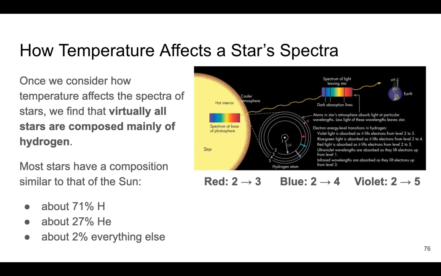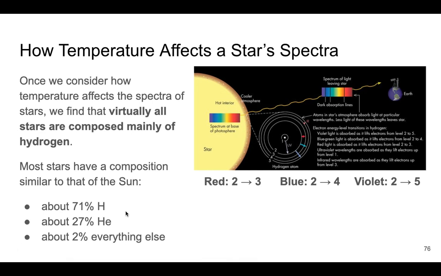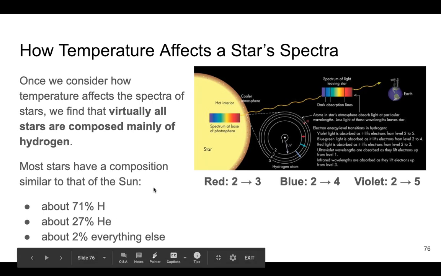So once you take all of that into account, it gets very complicated, obviously, to figure out what the stars are actually made of and how much of each of the elements there actually are. It turns out that stars are mostly like what the sun is, which is 71% hydrogen, 27% helium. So add those two together, you get 98%, and only about 2% everything else.